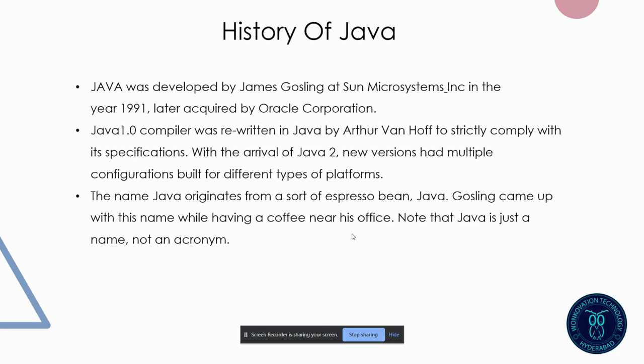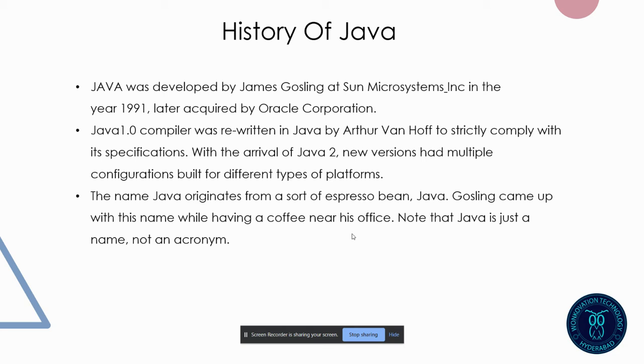The Java 1.0 compiler was written by Arthur Van Hoff to strictly comply with its specification. With the arrival of Java 2, new versions had multiple configurations built for different types of platforms. In 1997, Sun Microsystems approached the ISO standard body and later formalized Java, but it soon withdrew from the process.